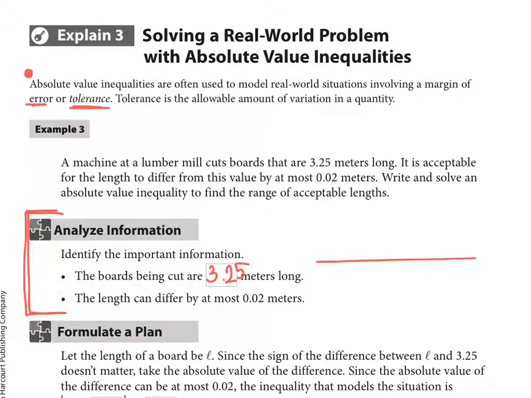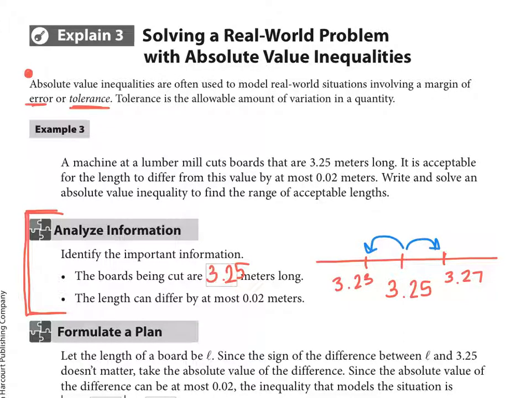So if you think about that on a number line, I would like for all the boards to be exactly 3.25, but that's not going to happen every single time, and I don't want to waste everything that's not exactly that. So it says that the lengths can differ by at most 0.02 of a meter. So that's how far off that could be. Now that could be that they're 0.02 of a meter larger or 0.02 of a meter smaller. All right, so that's going to leave me at 3.27 or at 3.23.